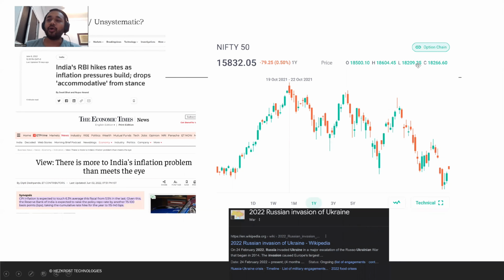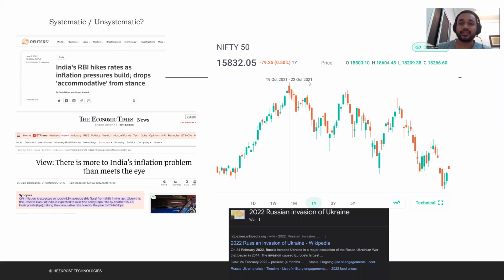Okay, now this is something which is interesting. If you see, the Nifty has been falling from about 22nd October, and you can say it's going sideways, but if you draw a trend line, it's actually going down. If you don't know what a trend line is, just look at it and you can see that from the peak, it has fallen a lot, right?